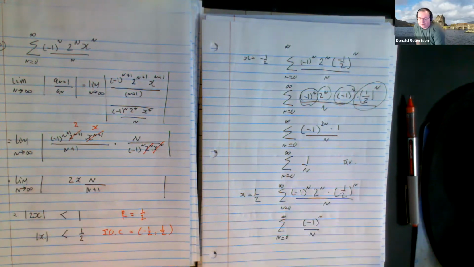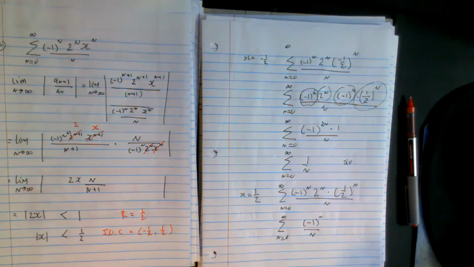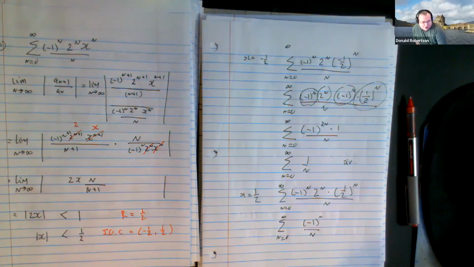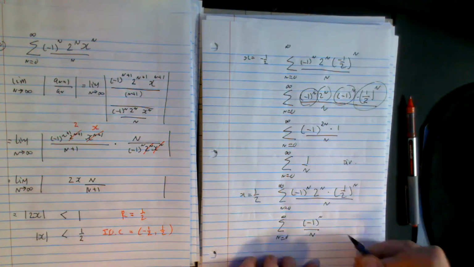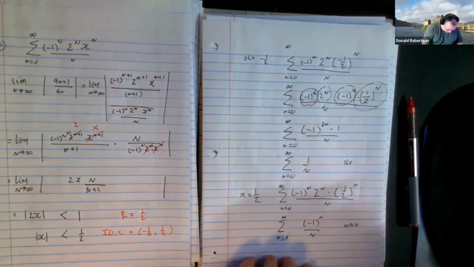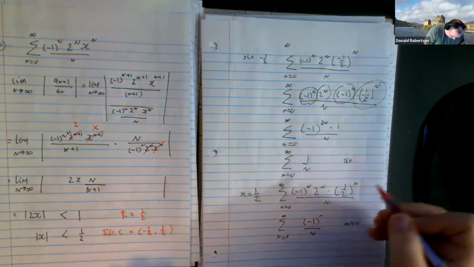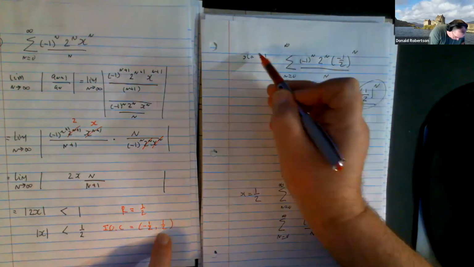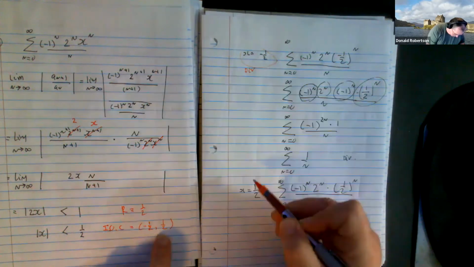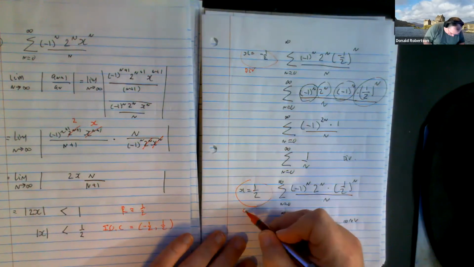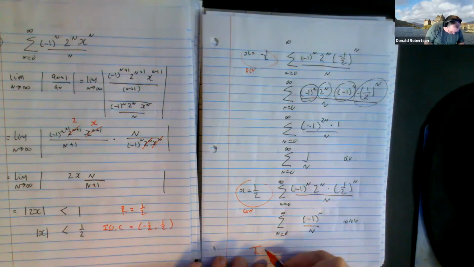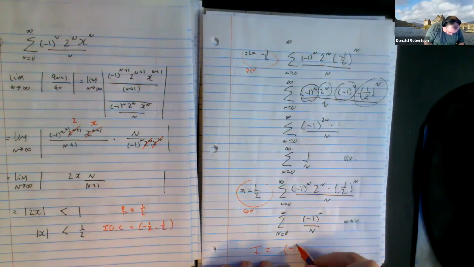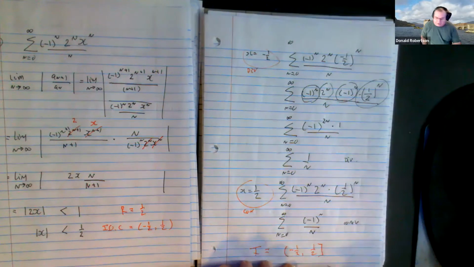Does that guy converge or diverge? -1 to the n over n. Converge or diverge? Converge? Yeah, it's an alternating series that converges. Now you put that into our package. At the -1/2 side here, it doesn't work, but at the +1/2 side, it does work. So our interval of convergence, I, is going to be curved at this side and square bracket at that side.